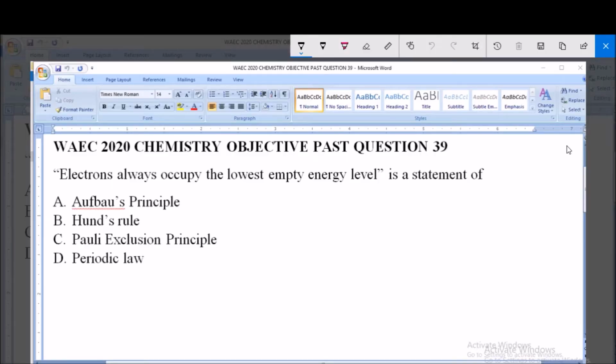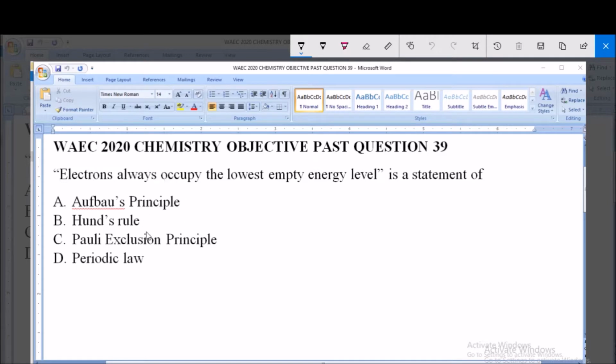Hello and welcome. I'm going to be answering WAEC 2020 Chemistry Objective Past Question 39. Electrons always occupy the lowest empty energy level is a statement of: A. Aufbau's principle, B. Hund's rule, C. Pauli exclusion principle, D. the periodic law.